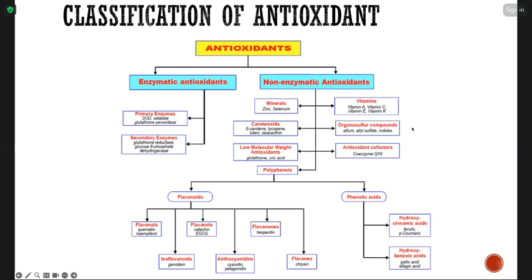Okay. Most of the research I found in my faculty at University Malaysia Sabah, they always apply the non-enzymatic antioxidant, which includes minerals, vitamin, organosulfur, antioxidant cofactor, low molecular weight antioxidant, carotenoid, and polyphenol. So the highest trending one is the polyphenol. Okay. So the polyphenol, there are two types. Either you want to see the activity of the flavonoids, or you want to see the activities of the phenolic acids. So it depends what type of project you are doing.